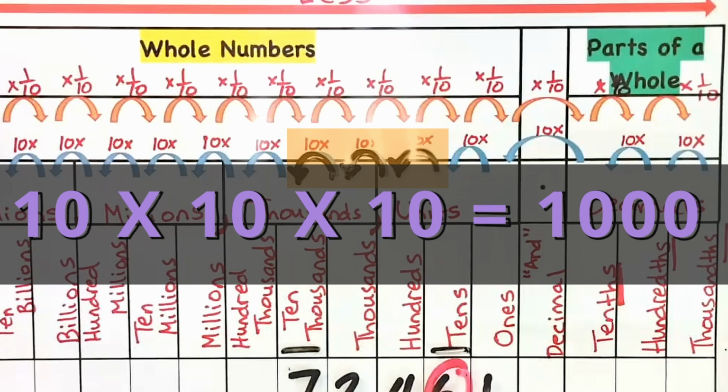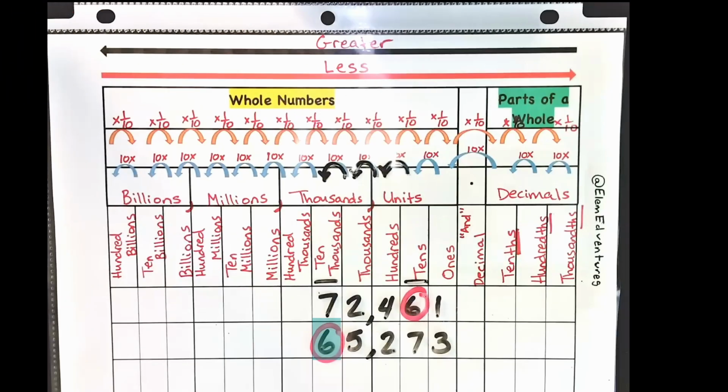is equal to 1,000. So the 6 in 65,273 is 1,000 times greater than the 6 in the number 72,461. See how a place value chart can help us understand this concept? Let's practice some more.